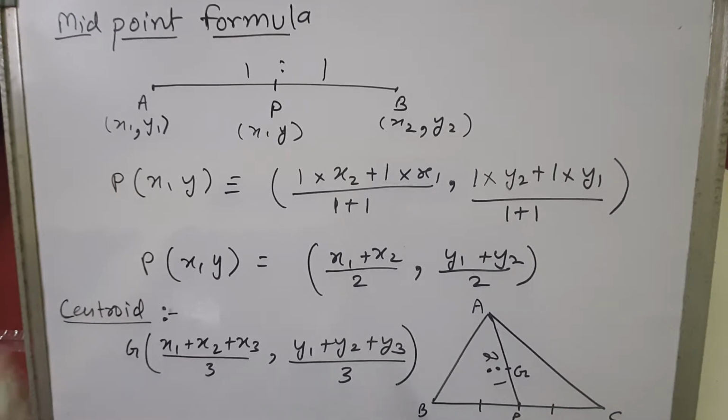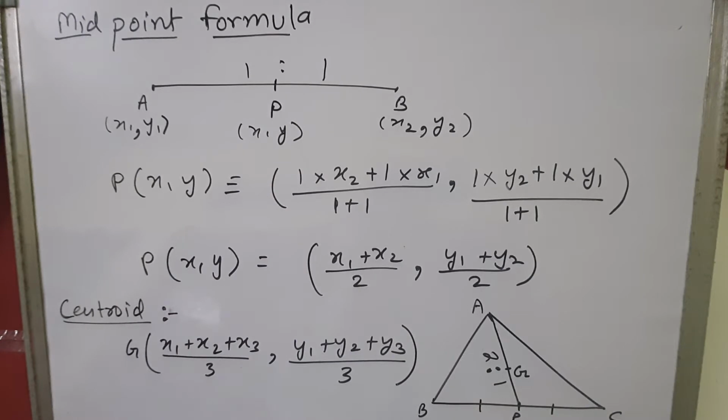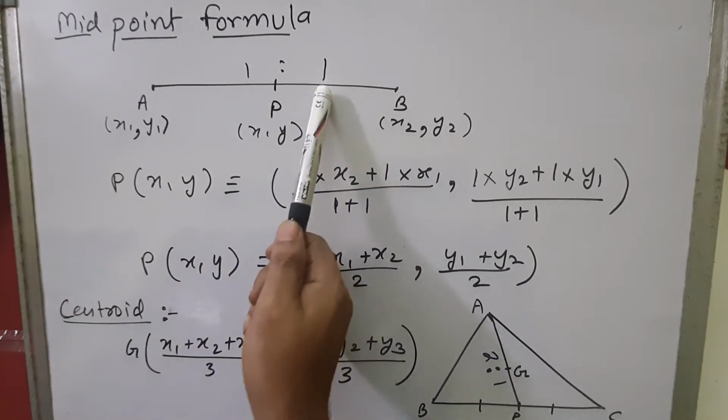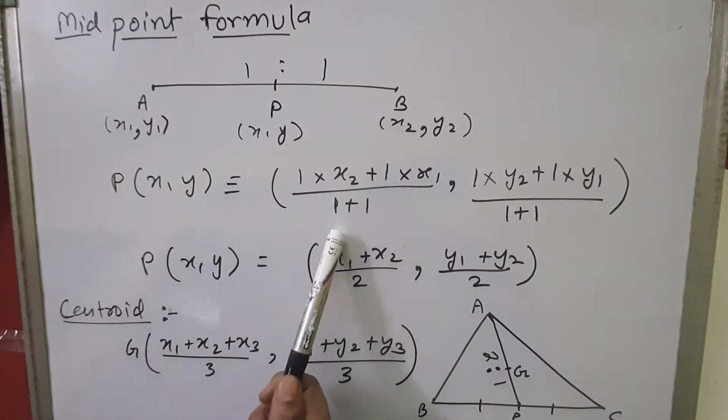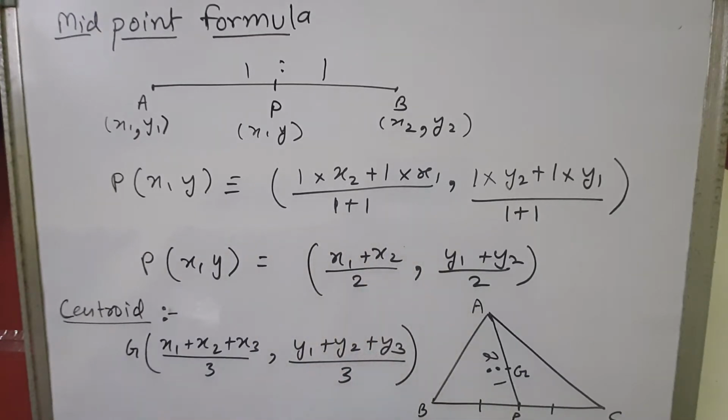Let the coordinates of P be x, y. So the ratio with which P divides AB is 1:1. So if we apply the section formula here, which is m1 x2 plus m2 x1 upon m1 plus m2, it will be 1 into x2 plus 1 into x1 upon 1 plus 1, that is 2. So it will become x1 plus x2 upon 2. Same as if we find the ordinate of point P, it will be m1 y2 plus m2 y1 upon m1 plus m2. So the formula will be y1 plus y2 upon 2.